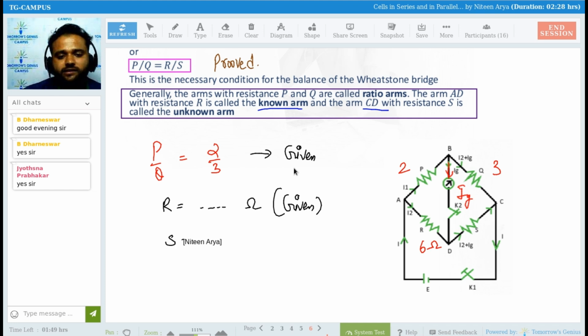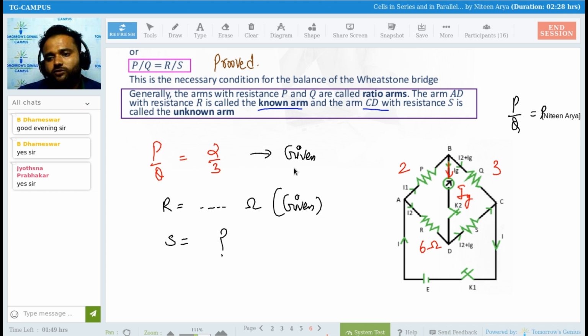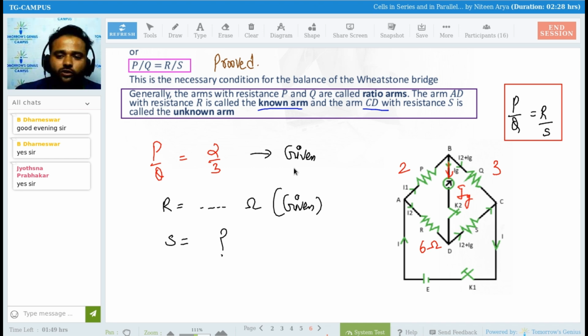So what you need to find? S. How? Just simple, using this P by Q equals R by S. They don't write directly this equilibrium balance condition, but they give you the condition like the current is 0. Here you did not get Ig always, some particular resistance or instrument, maybe a bulb. They can ask the question like this: the entire thing is given and here you have a bulb, so the current at the bulb is 0, so find resistance S.